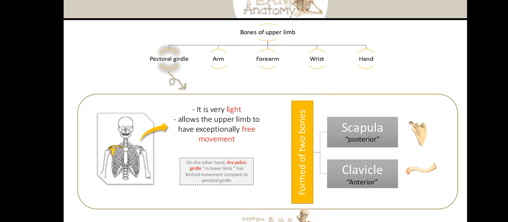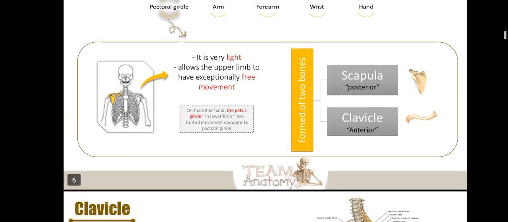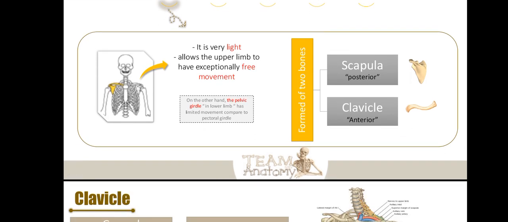The pectoral girdle is very light, okay? It allows the upper limb to have exceptionally free movement, okay? Because you see the clavicle is not firmly bound. So the pectoral girdle allows the upper limb to have that free movement, that freestyle shape. You understand? It is formed by two bones.